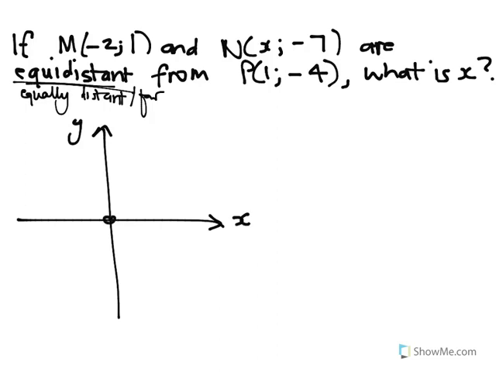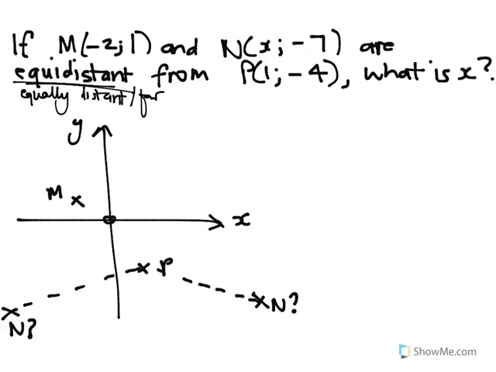Right, so minus 2 and 1 will be over there, and N we know has a y coordinate of minus 7, but as for whether it's here or here or here, we don't know, right? And then they're equidistant from P, so P has coordinates 1 and minus 4, so that's maybe somewhere over here, right? So N could be somewhere over here, or N could be somewhere this way, right?